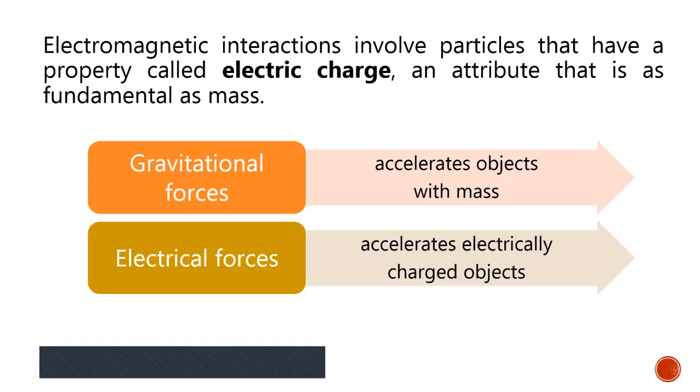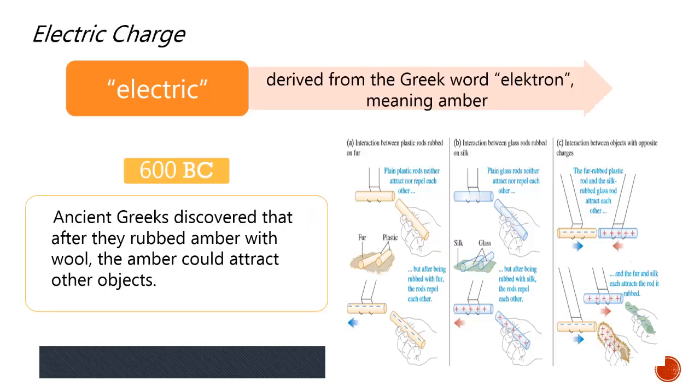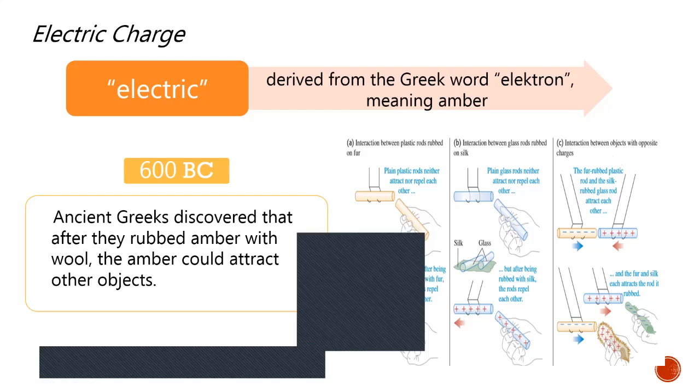Electromagnetic interactions involve particles that have a property called electric charge, an attribute that is as fundamental as mass. The word electric was derived from the Greek word electron, which means amber. In ancient Greece, they discovered that after they rubbed amber with wool, the amber could attract other objects. We have these pictures on the right side of the screen.